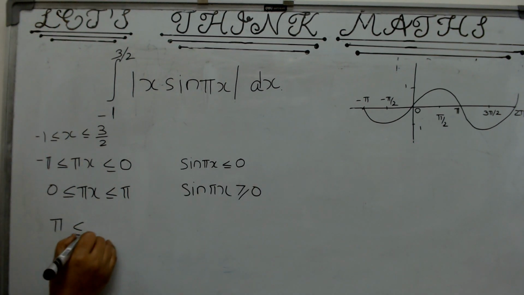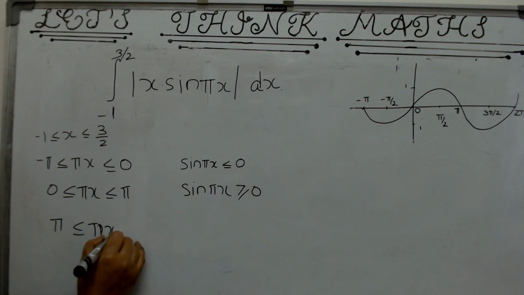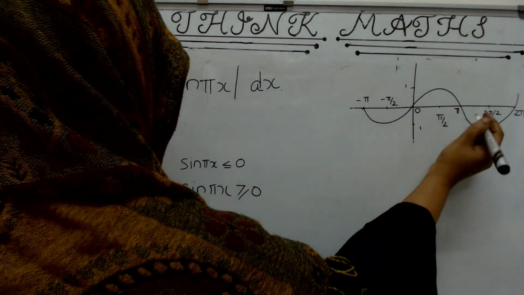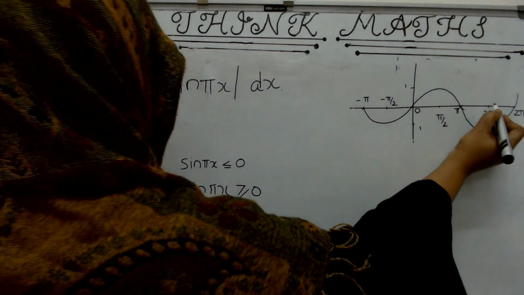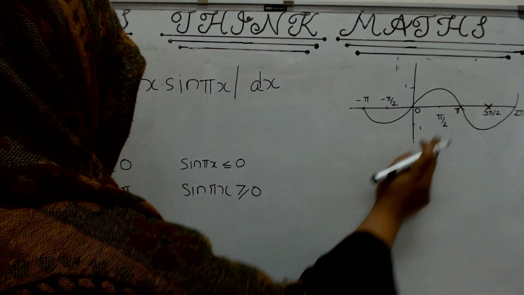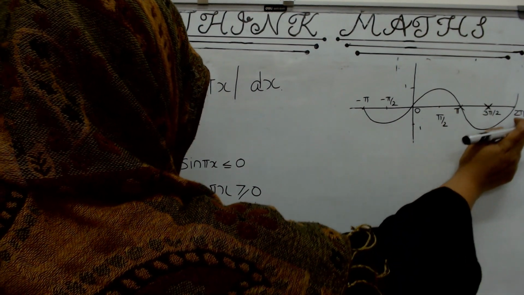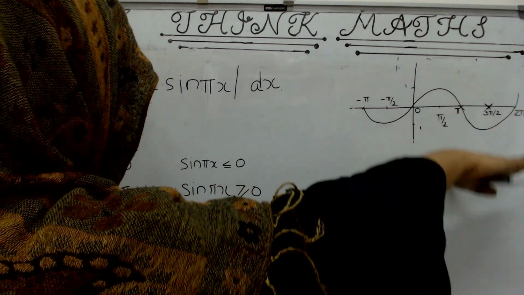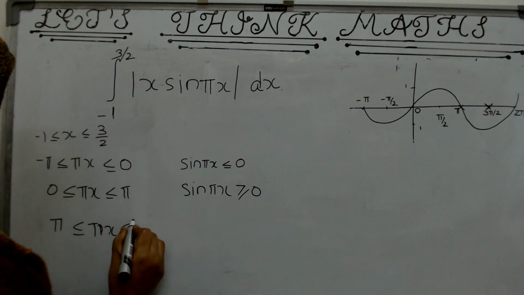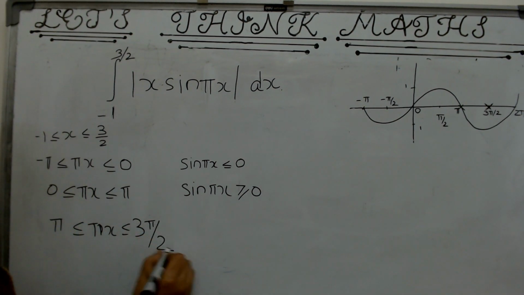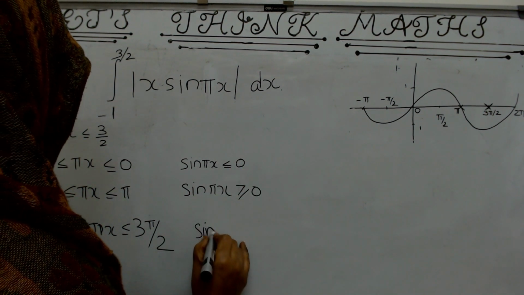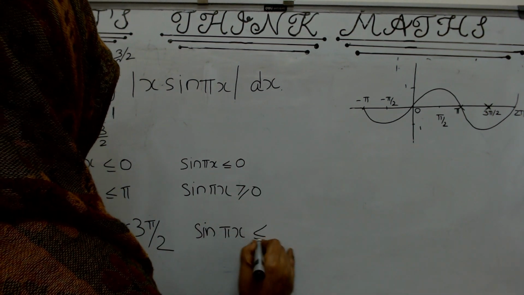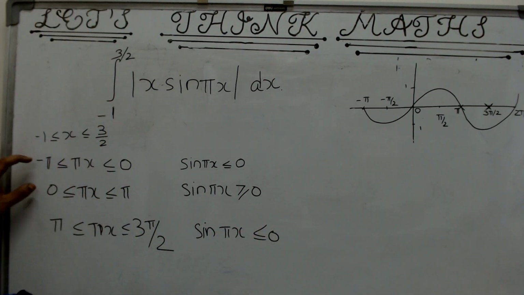Again, you see what is happening here? In this direction, pi is here, your 3 pi by 2 is here. It goes down. The only thing when it comes up is at 2 pi. So from pi to 3 pi by 2, it is again in the negative y direction. Your sine function is again negative. So you see how it behaves differently in 3 different intervals.